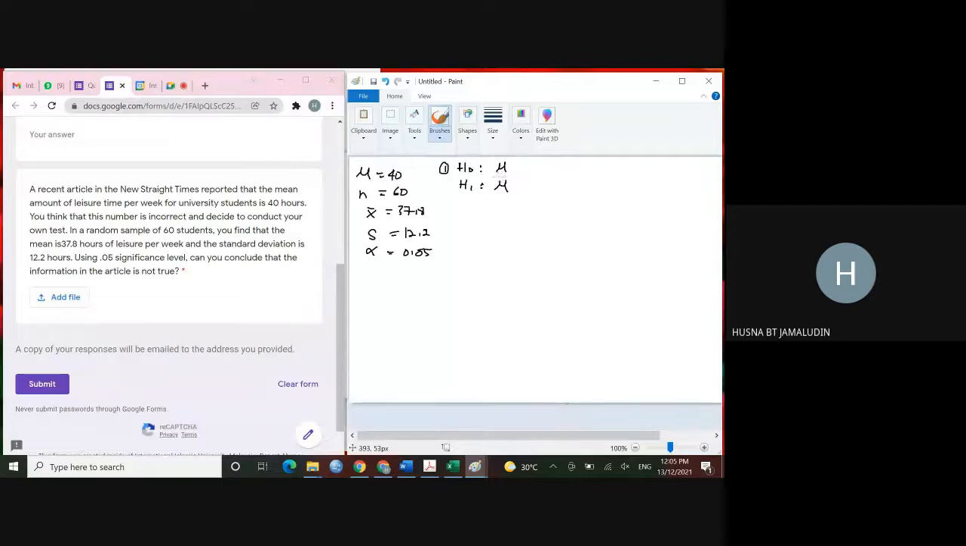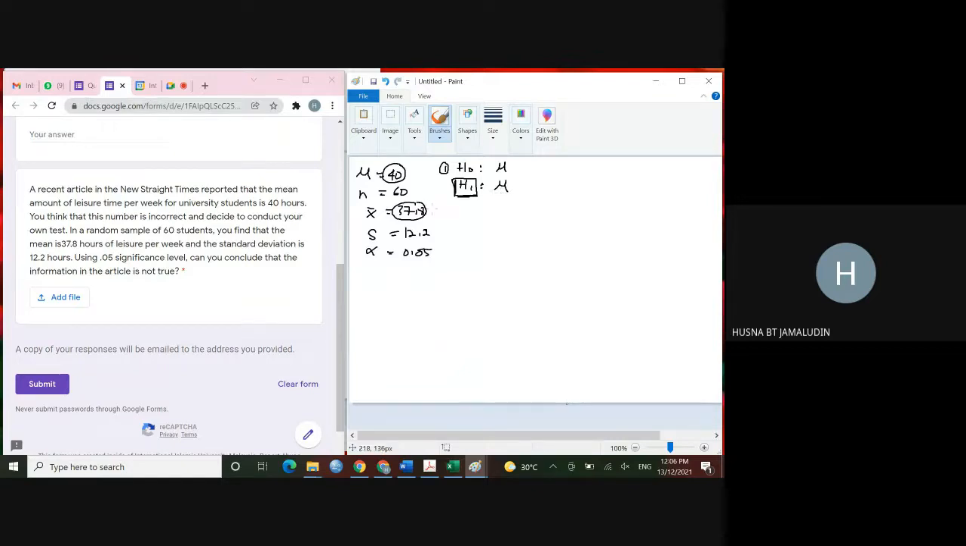Can you conclude that the information in the articles is not true? The article says 40, but you found this. What is your hypothesis? Tell me. H1 is your own hypothesis. H1 is your own hypothesis, remember. 37.8. Not mu equal to, less than 40. So you will say not equal to 40. Okay, so that is the bonus point for those who said not equal.